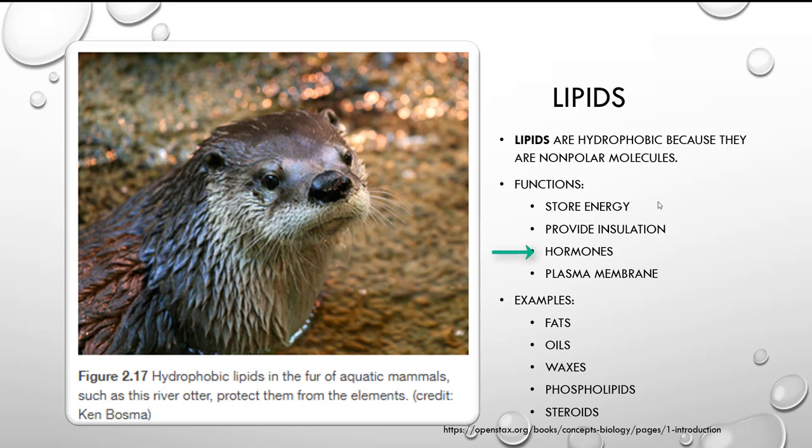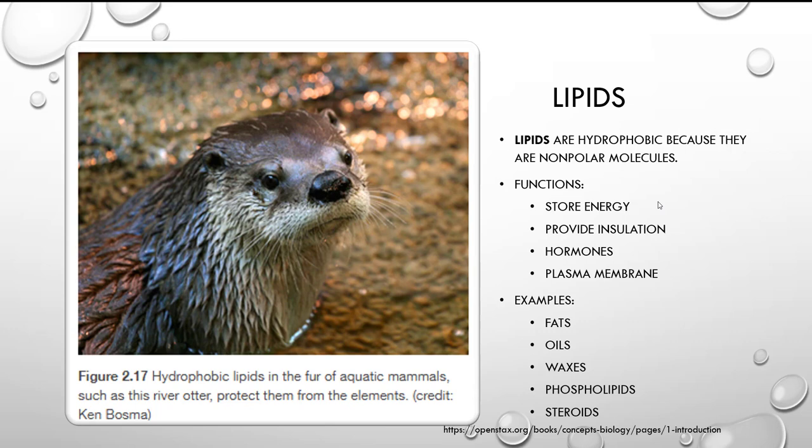Also think of hormones. Some of them, not all of them, in our bodies are lipid based. Like our estrogen and testosterone, those are examples of lipid-based hormones. And remember that phospholipid bilayer. Our cell membranes are composed of lipids. Okay. So here are some examples of things that are lipids.